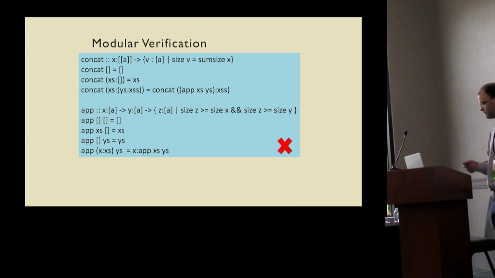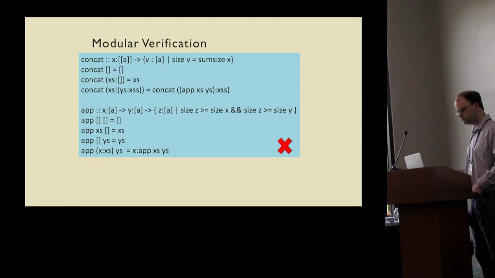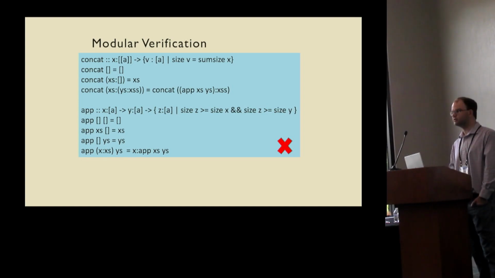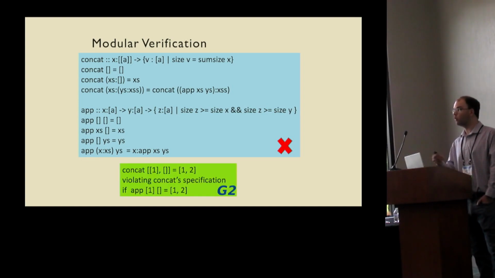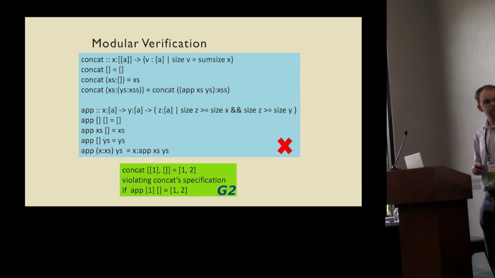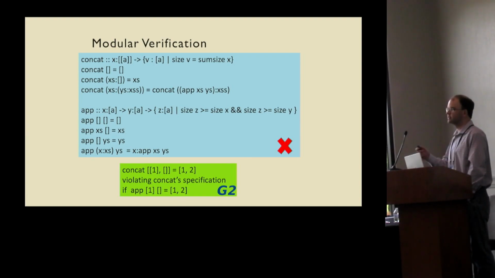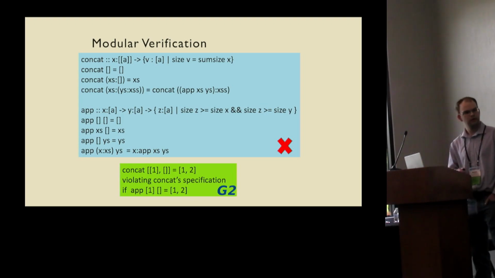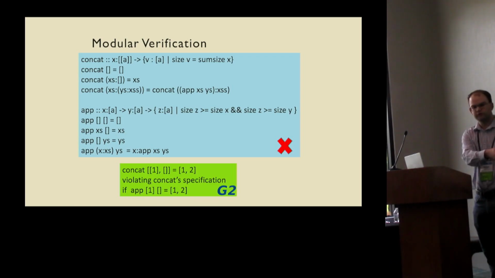So if we try to verify this, we're going to get a verification error. And we can use G2 to get an abstract counterexample explaining why we get a verification error. So it says concat of the list 1 and an empty list equals the list 1, 2, if appending the list 1 to an empty list gives us the list 1, 2. So of course, this is not the behavior of append, which is why the word if is there.